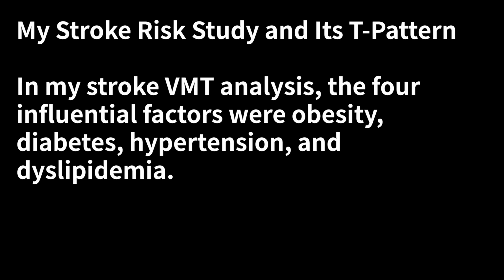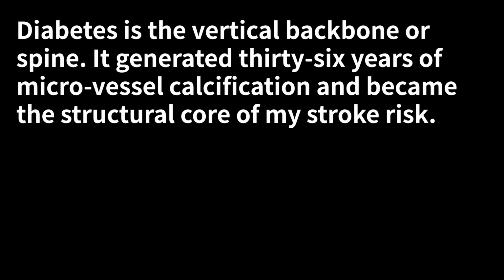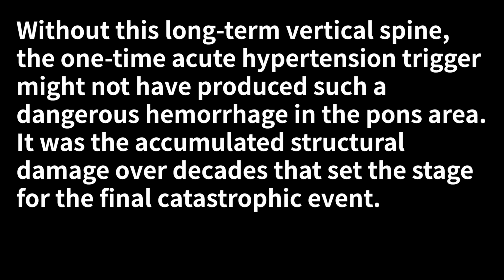My stroke risk study and its T-pattern. In my stroke VMT analysis, the 4 influential factors were obesity, diabetes, hypertension, and dyslipidemia. Diabetes is the vertebral backbone or spine. It generated 36 years of microvessel calcification, and became the structural core of my stroke risk. Without this long-term vertical spine, the one-time acute hypertension trigger might not have produced such a dangerous hemorrhage in the pons area. It was the accumulated structural damage over decades that set the stage for the final catastrophic event.